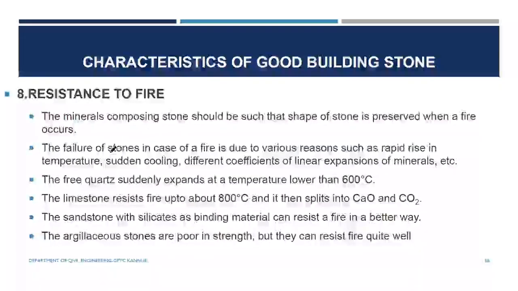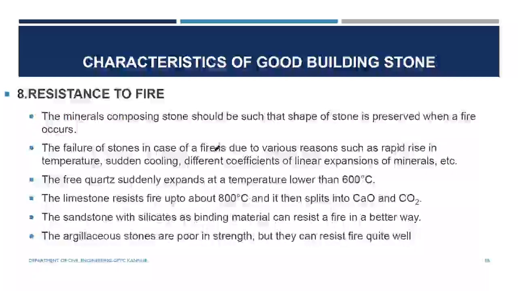As we know, whatever building we are constructing should be resistant to fire. That means the building materials we are using have to be resistant to fire. What is the main constituent? Stone is the main constituent. So the mineral composition of the stone should be such that the shape of the stone is preserved when fire occurs. If a fire happens, the shape of the stone should not be affected.